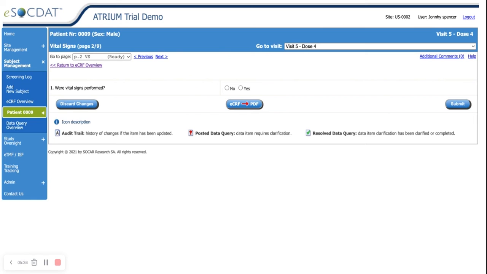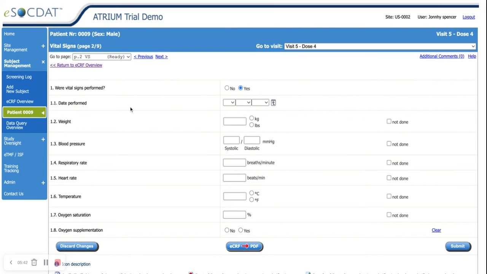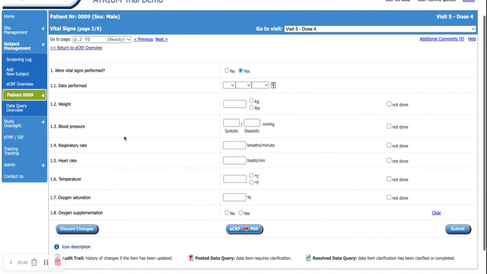The second page within this visit is the vital sign page that you've seen in the previous visits. Here you will record the date performed, weight, blood pressure, respiratory rate, heart rate, temperature, oxygen saturation, and oxygen supplementation. Submit at the bottom of the page and move on to this third page.